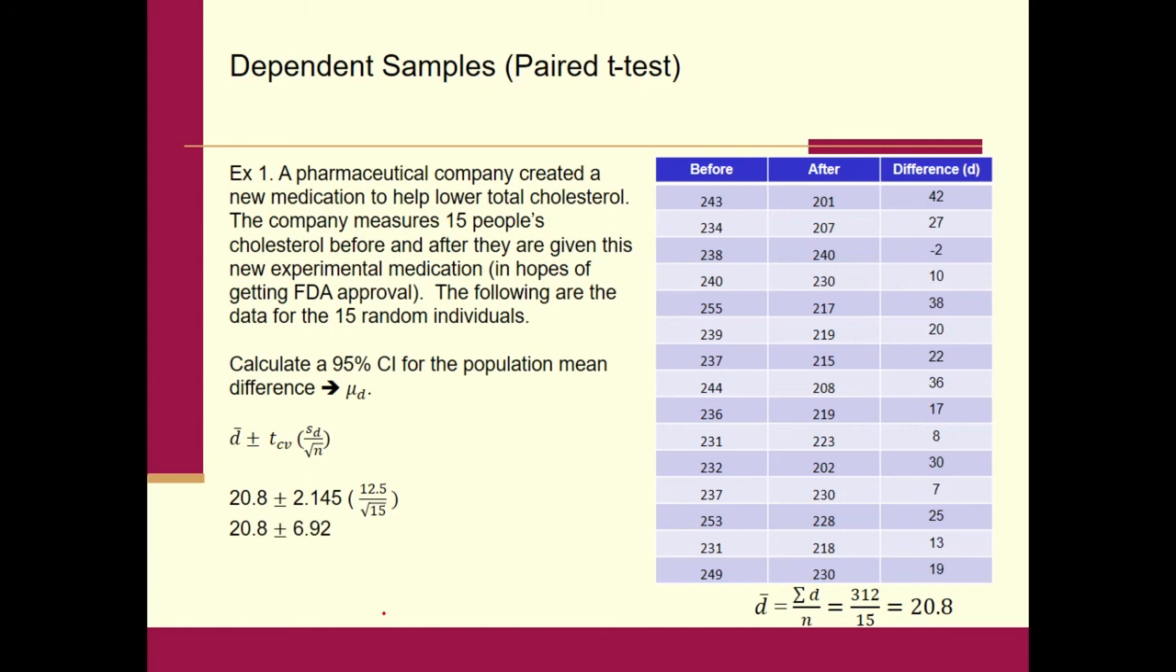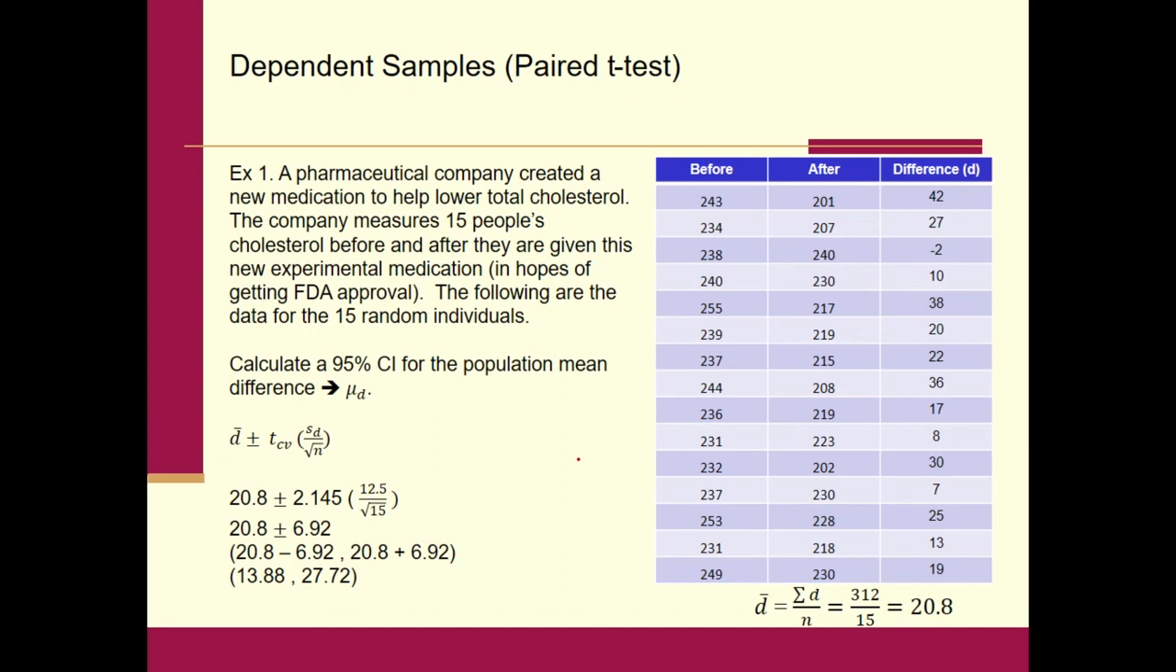So 6.92 turned out to be the margin of error. I applied the margin of error to the point estimate of 20.8, our d bar. And what do we get? We got 13.88 to 27.72. And so we have to figure out what exactly that means.